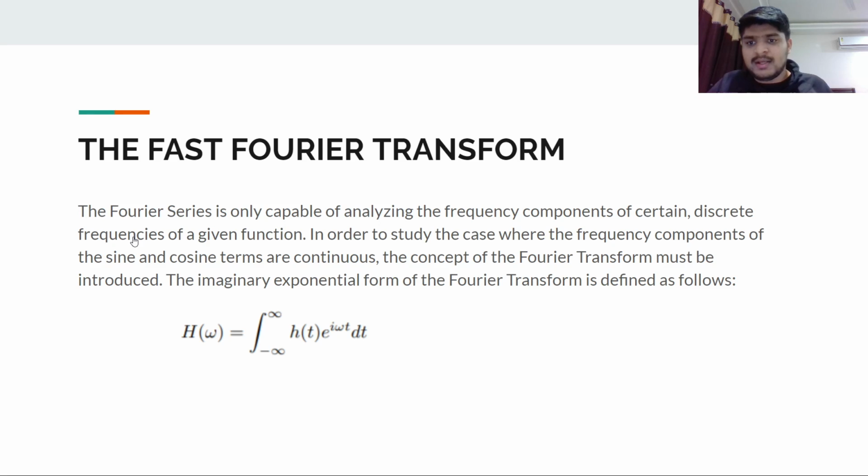Okay. Now we will start with the application of Fourier series. The Fourier series is only capable of analyzing frequency components of certain discrete frequencies for a given function. But functions with continuous frequency components can also be analyzed using the concept of Fourier transform. The imaginary exponential form of Fourier transform is defined as H(omega) equal to integral of h(t) e to the power i omega t dt, where the integral goes from minus infinity to infinity.